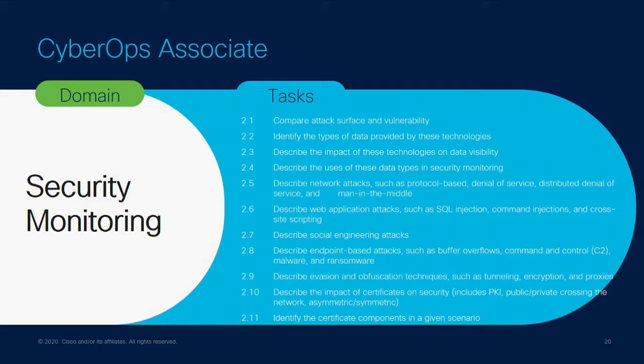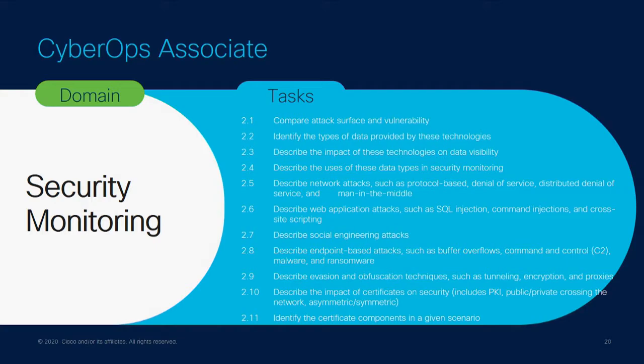Let's deep dive into security monitoring, and feel free to drop in any questions and we'll address them as time permits. For the security monitoring today, we're going to cover an overview, then compare attack surface and vulnerabilities. In this section, what we'll be asking the candidates to do is to identify the types of data provided by technologies such as tcpdump. You need to know NetFlow. You need to understand next generation firewalls, traditional stateful and stateless firewalls, application visibility and control, web filtering, and email content. That will be for the 2.1 part.